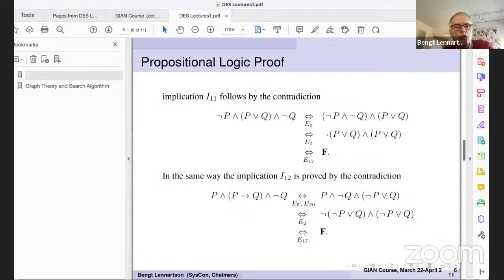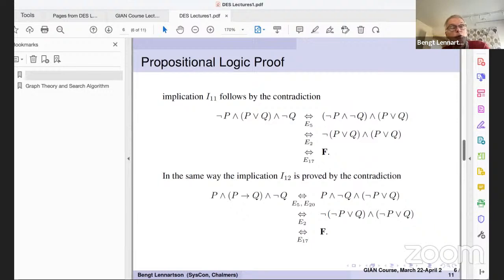So based on this, of course, the negation of P must be true for this to be true. But it's not so obvious that this implies Q. Okay, but this was one way to show this implication.